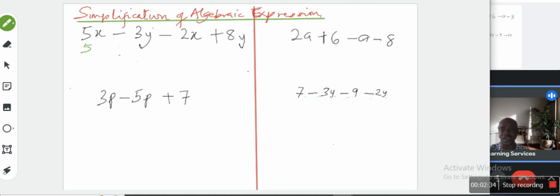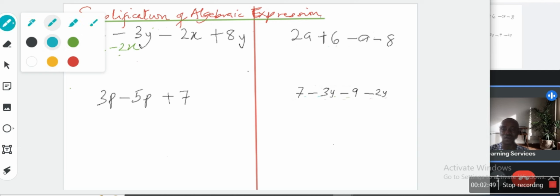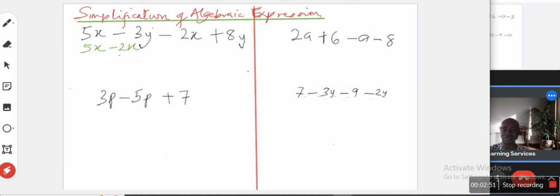5x is already here. Which other one has x? 2x. We have minus 2x. Remember, when you're picking it, you have to include the sign. This is minus 2x. We have all the x's. Then we work with the y. What are the y's? Minus 3y and plus 8y.